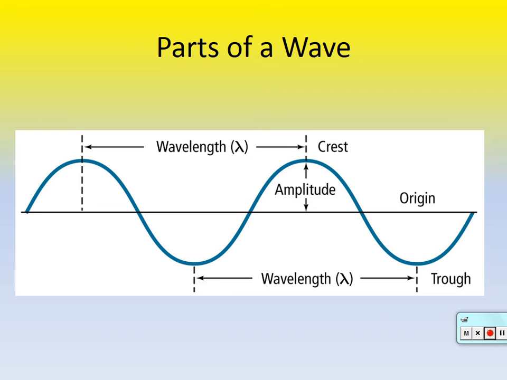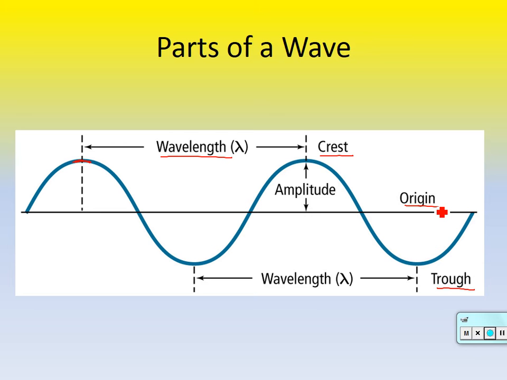Okay, parts of a wave. Let's talk about the anatomy of a wave here. So this wave, let's talk about wavelength first. Wavelength, its definition, is the distance between equivalent points on a wave. So if we're starting up here, what is the very top of this wave called? Crest. It's called the crest. What's the very bottom of a wave called? A trough. And the middle, this imaginary line, is called the origin.